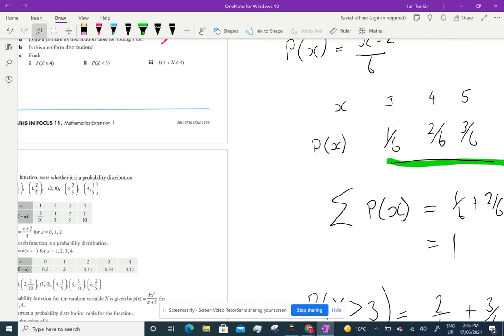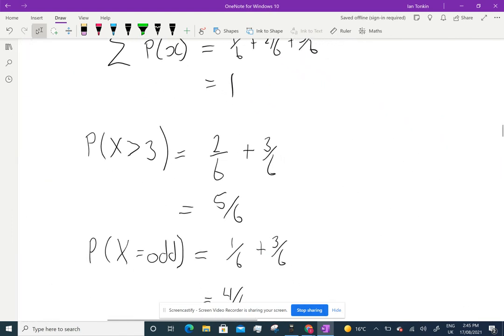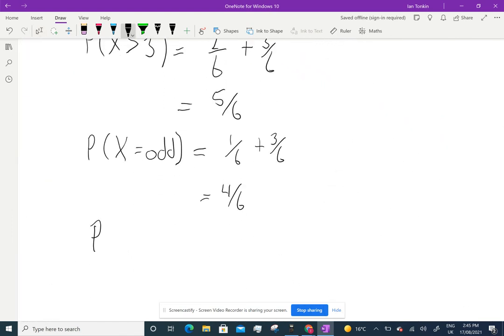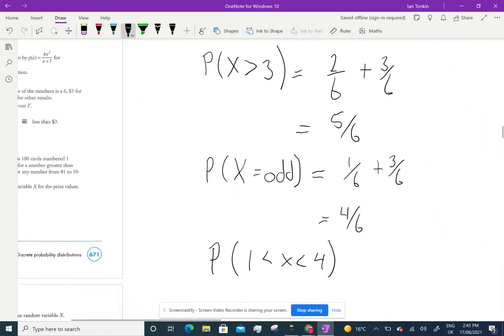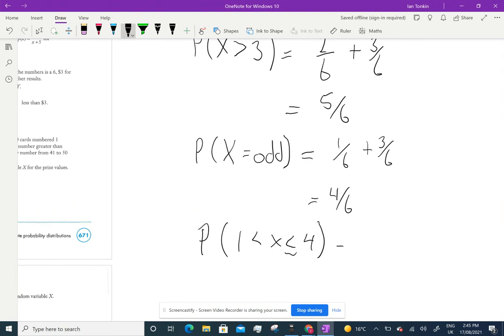And the last question: the P of X being between 1 and 4. Was it equal to 4? Yes, it can be equal to 4. So there's no numbers 1, there's no numbers 2. Is 3 in there? Yep, 1 on 6. Is 4 in there? Yeah, it can be equal to that. 2 on 6. Is 5 in there? No. So it's just 3 on 6, or a half.